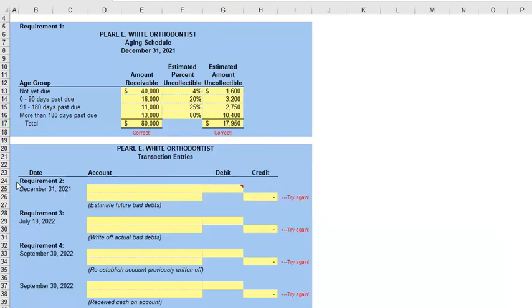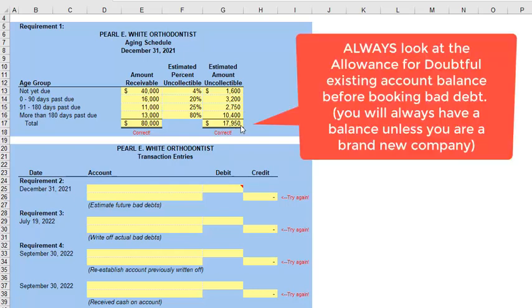So let's do our requirement at the end of December 31st, 2021. We're going to estimate our bad debts here. What we're going to need to do is we're going to need to get our balance in our allowance for uncollectible to be 17,950. Please take a note of this. We are going to do our bad debt expense entry. We are not going to book 17,950 in our bad debt expense unless this is our first year or we know that our T account has a balance of 0.